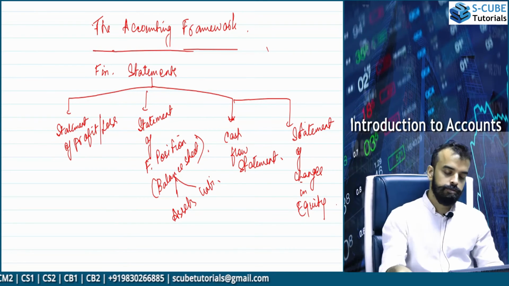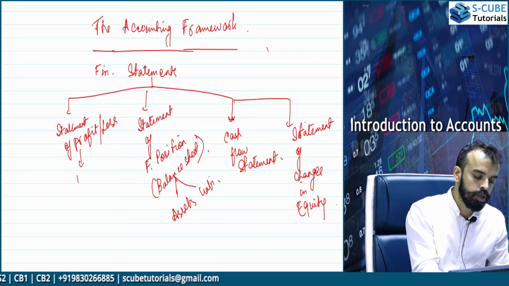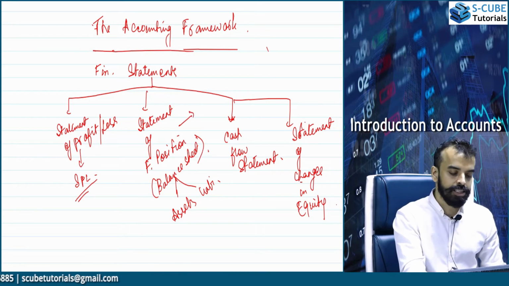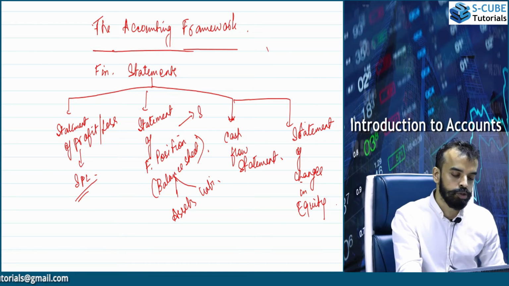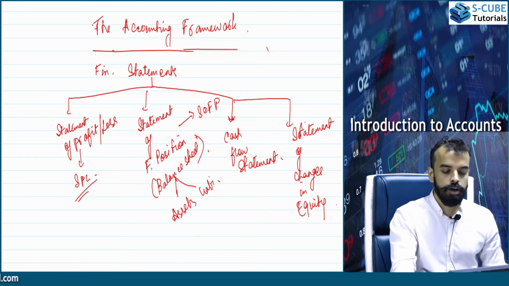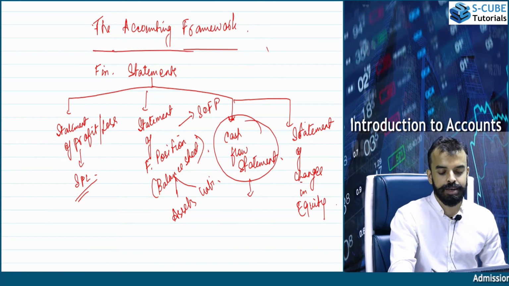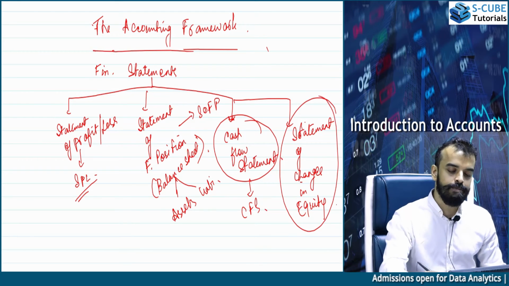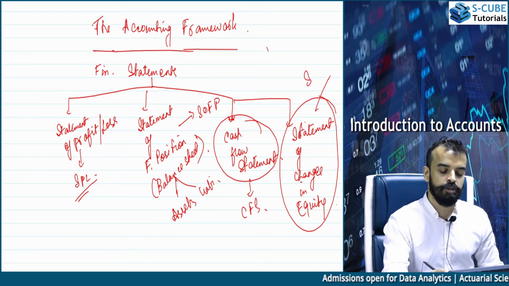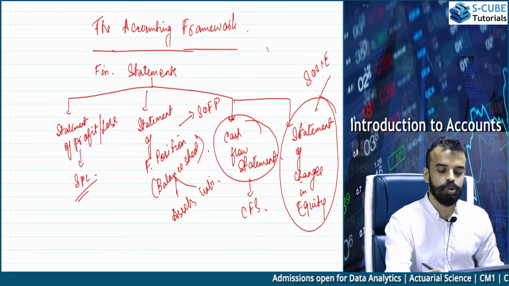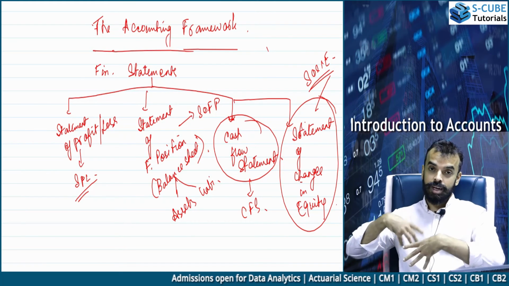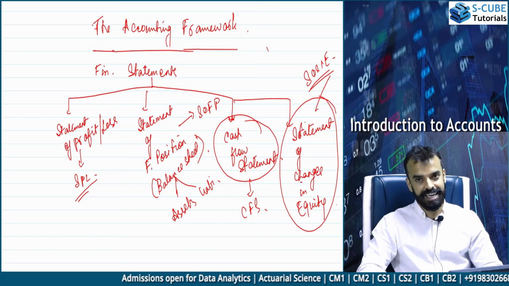We have a shortened name for the statement of profit and loss, we call it SPL. We have a shortened name for the balance sheet or the statement of financial position, we call it SOFP. We have a shortened name for the cash flow statement, we call it CFS, and the abbreviation for the statement of changes in equity is SOCIE. So, these are the four constituents of the financial statements.